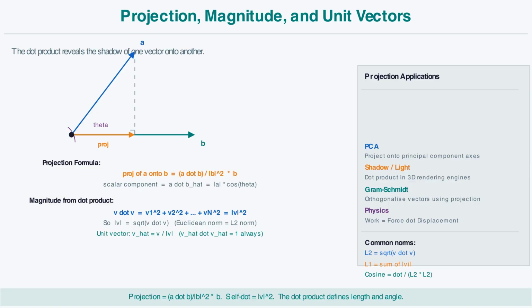The scalar component, just the length of the shadow, is the dot product of A with the unit vector in the direction of B, which equals the magnitude of A times cosine theta.